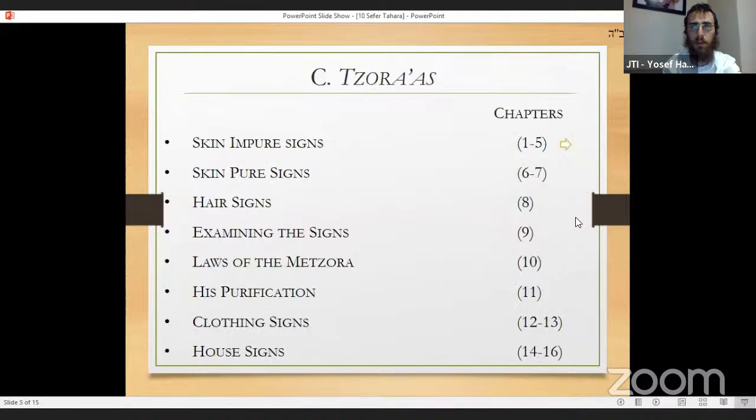It's the Rambam class. There are a total of 16 chapters. And today we are in chapter 5, which is the last of the first 5 chapters that deal with signs on one's skin. Can you hear me? Yes, Rabbi. Good. Yes, loud and clear. Wonderful. So we've been learning the last few days of different forms of tsaras that appear on a person's skin. And today we'll continue that conversation.